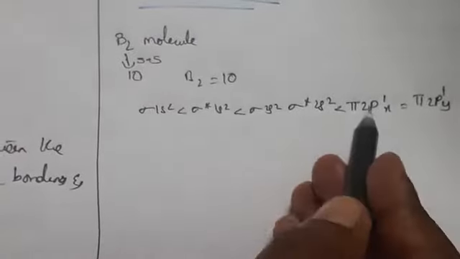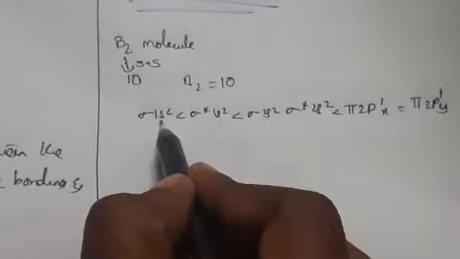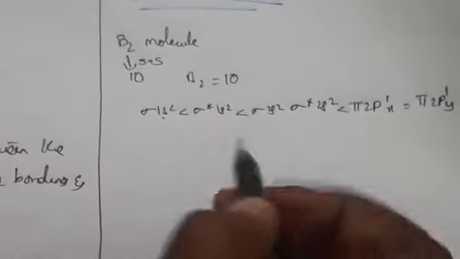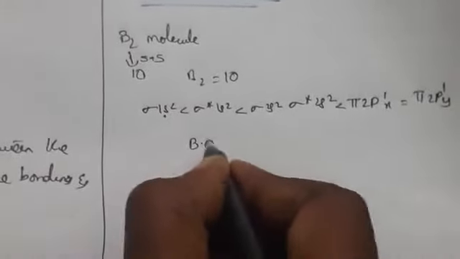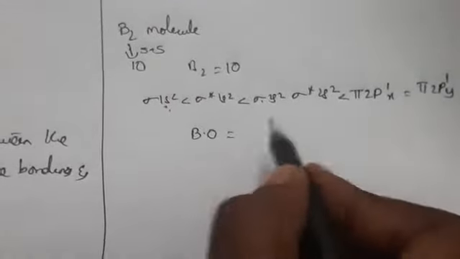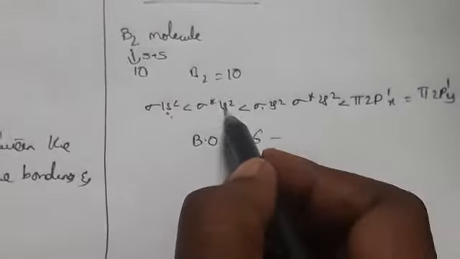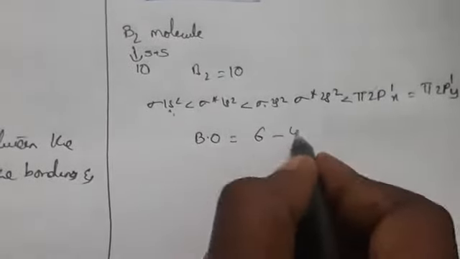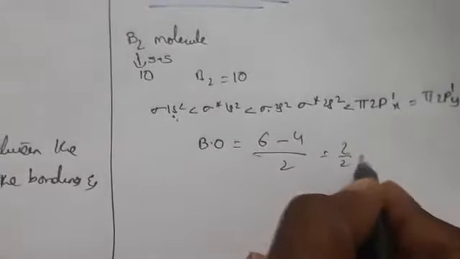In this, which are bonding? The ones that do not have a star, we call them bonding. To calculate bond order: bonding electrons 2 2 4 5 6, that is 6, minus antibonding 2 2 4, that is 4, divided by 2. So 2 by 2 is equal to 1. This is the bond order for the B2 molecule.